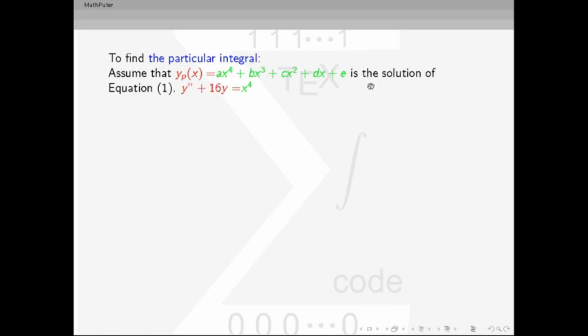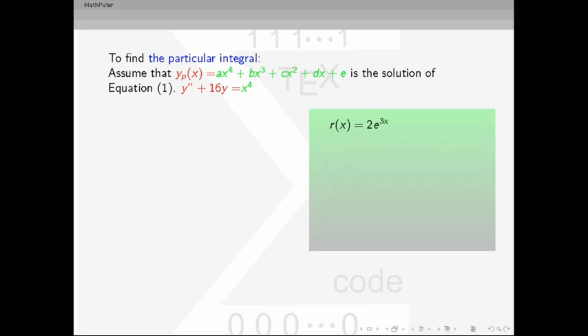Actually I am very much interested in this polynomial case. So let us assume that the particular solution is x raised to 4 plus bx cube plus cx square plus dx plus e. This is the solution of this differential equation, y double dash plus 16y is equal to x raised to 4. I shall explain why we are assuming x raised to 4 plus bx cube plus cx square plus dx plus e.